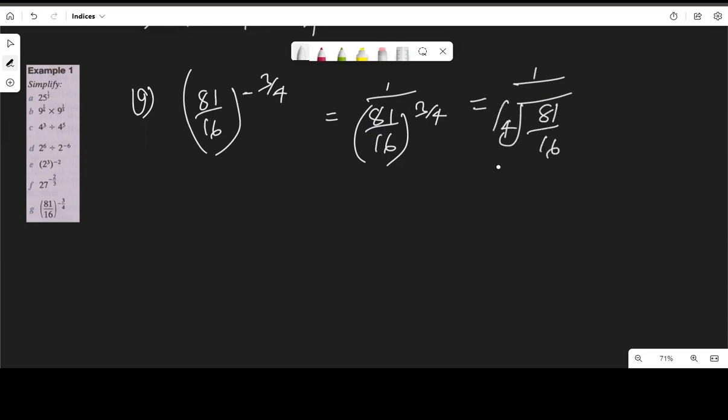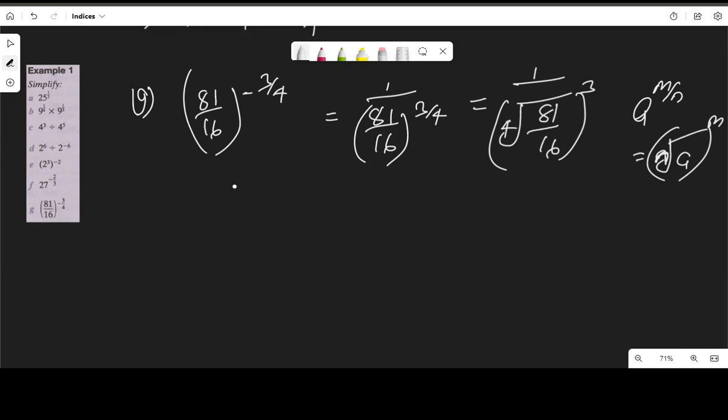Why 4th root? I'm applying the law that says a to the power of m over n is equal to the nth root of a to the power of m. So in this case, 4 corresponds to n. Look at it there, 4, 4. Why 3 corresponds to m? So we follow this law to have nth root of a to the power of m. That is 4th root of 81 over 16 to the power of 3.